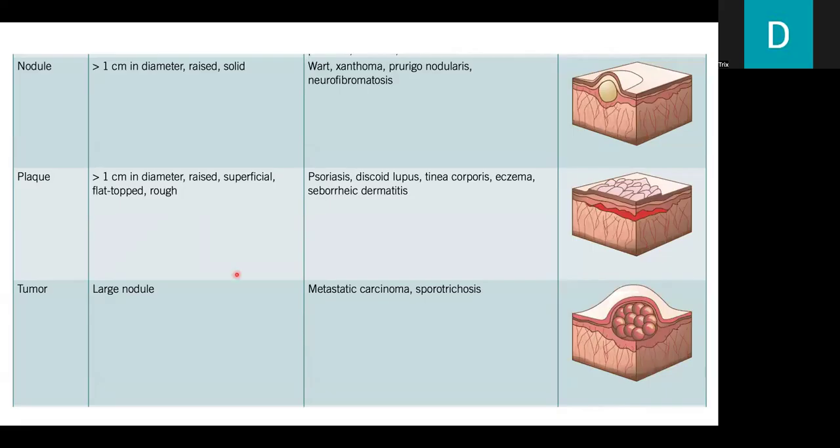The nodule. It's more than 1 cm in diameter, raised and solid. There's wart, xanthoma, prurigo nodularis, and neurofibromatosis. For plaque, it's more than 1 cm in diameter, raised, superficial, flat top, and rough. There will be psoriasis, discoid lupus, tinea corporis, eczema, and seborrheic dermatitis. For tumor, it will be a large nodule. It's metastatic carcinoma and sporotrichosis.